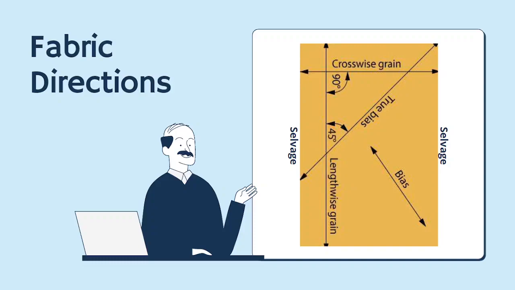There is one more direction which is called the bias direction, and this is at a 45-degree angle to the selvage. This direction is quite stretchable in comparison to the lengthwise grain or the crosswise grain. Most of the bias cut garments, cowls, flounces, and circle cut skirts are cut in the bias direction.